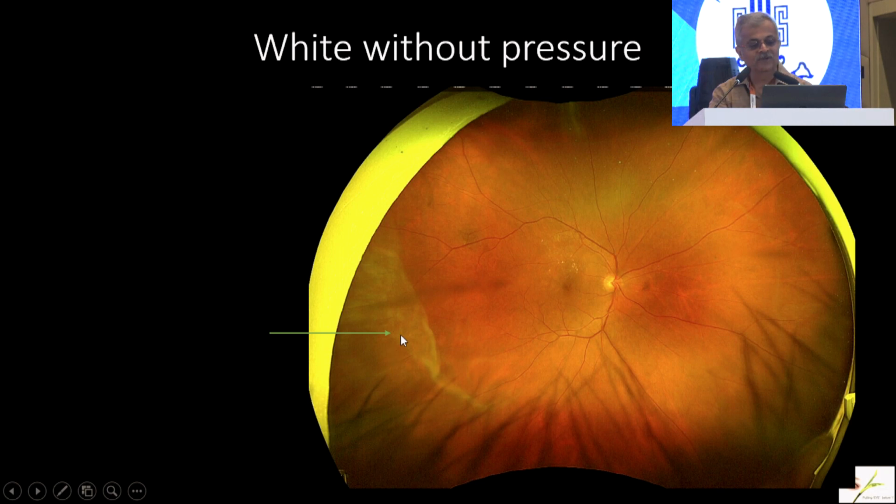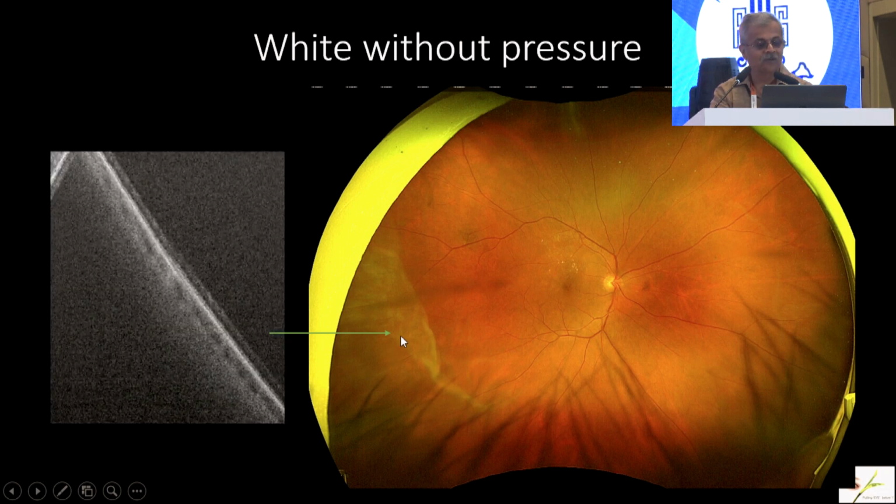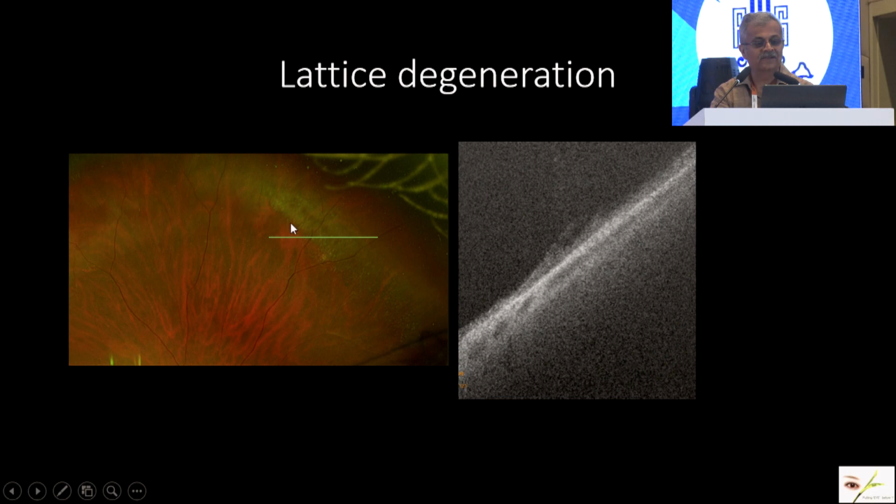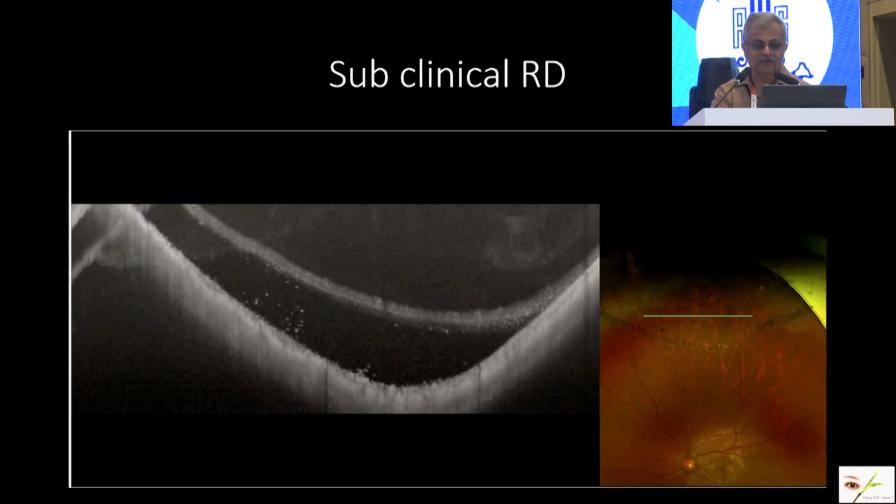You can do OCT of many pathologies like white without pressure, lattice degeneration, and you'll have vitreoretinal adhesions, retinal thinning here. So this is lattice degeneration here. Now, why this is important is sometimes these lattices are a little posterior to the equator. You can't indent and see whether there is a hole or not. You can do slit lamp biomicroscopy, still you may not be 100% sure, but this OCT will help you to demonstrate a hole if it is there.